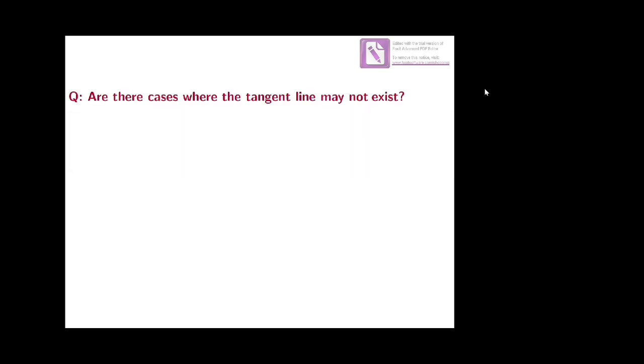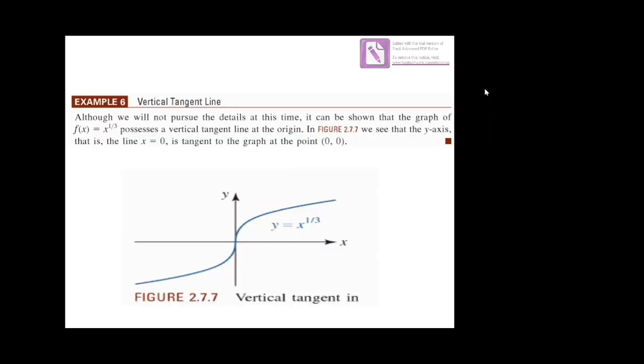So up to here we have seen that the limit of f(a plus h) minus f of a over h when h approaches 0 is known as the m tangent, or the slope of the tangent line passing through the point (a, f of a). But are there cases where the tangent line may not exist? Let us see the following two examples.